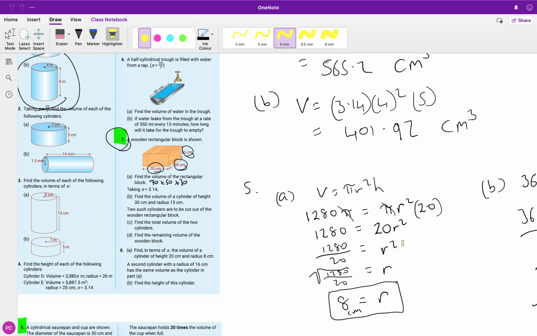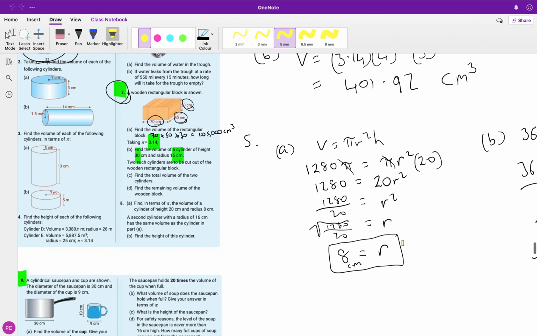So when you multiply that out, it's going to be big. It's going to be 105,000. And we're looking for the volume, so it's going to be centimeters cubed. 105,000 centimeters cubed. Okay, so we found the volume of the rectangular block. Now, taking pi as 3.14, find the volume of a cylinder of height 30 and radius 15. So height 30 and radius 15.